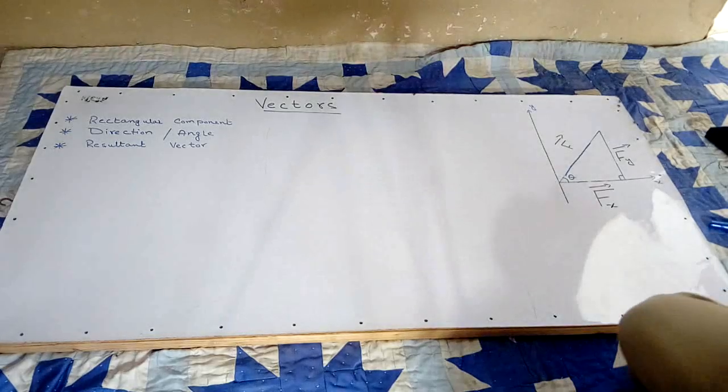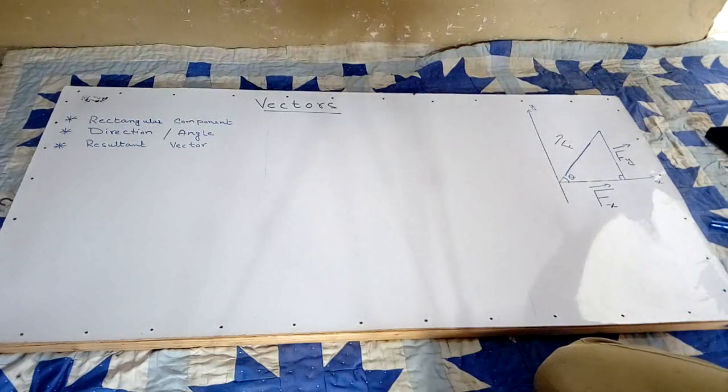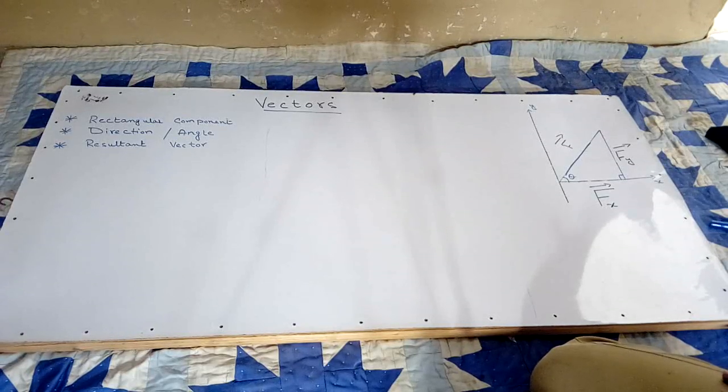In this video we solve the vector quantities. If we solve the vector quantities, we can find three parameters: rectangular component of the vectors, direction or angle of the vectors, and resultant of the vectors.